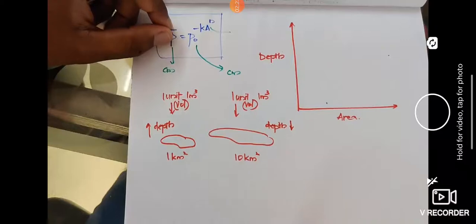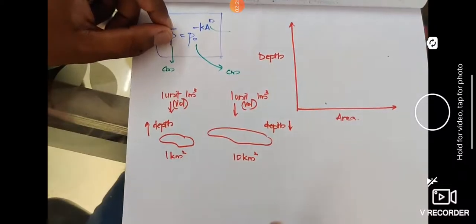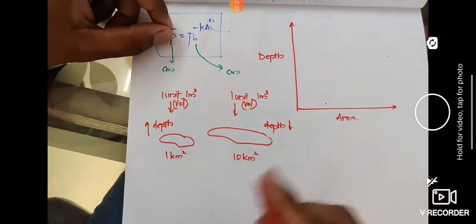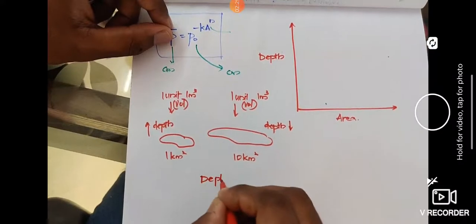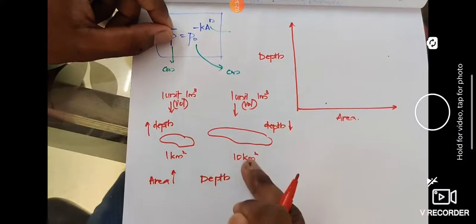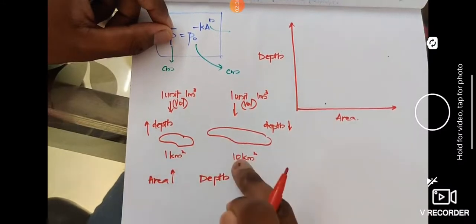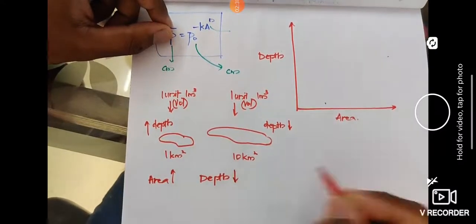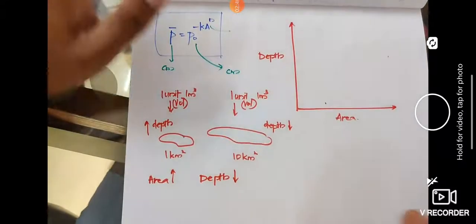This concept is clear. That means if you take two catchment areas with different areas, what happens to the depth? When the catchment area increases from 1 square kilometer to 10 square kilometers, what about the depth? The depth decreases. So that's fine.